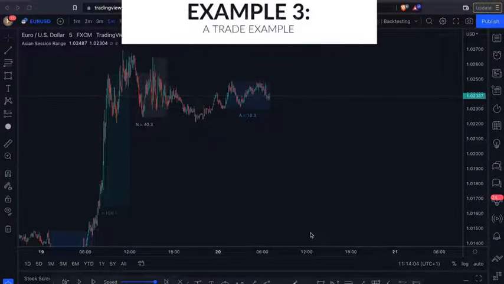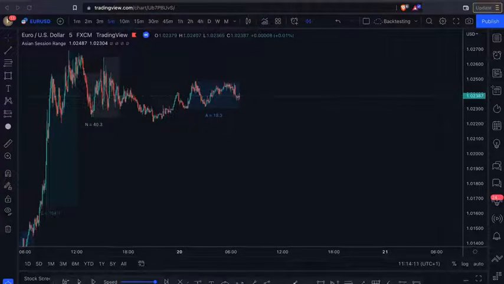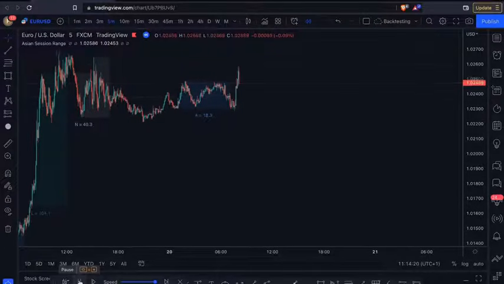Example 3, a trade example. So in this example, we will start off at the Asian session. So the Asian session is about to close, and let's just play price action. And we're going to focus on the New York session.